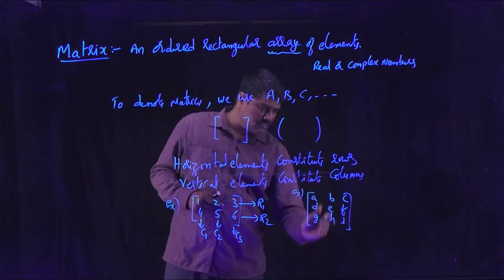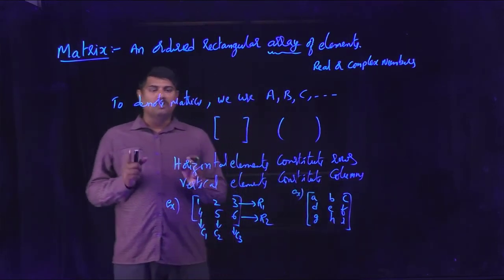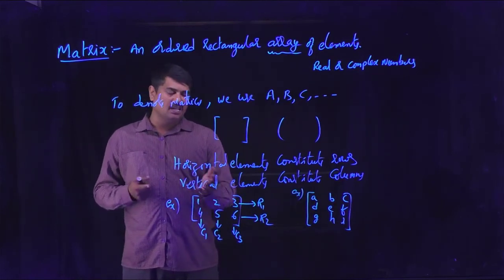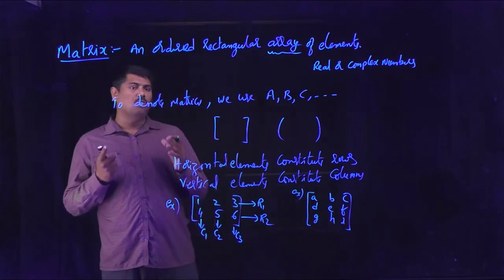Clearly it contains 3 columns. So this is how we are going to form a matrix. You can use elements as numbers, letters, or real or complex numbers to make a matrix. So now, what is the order?